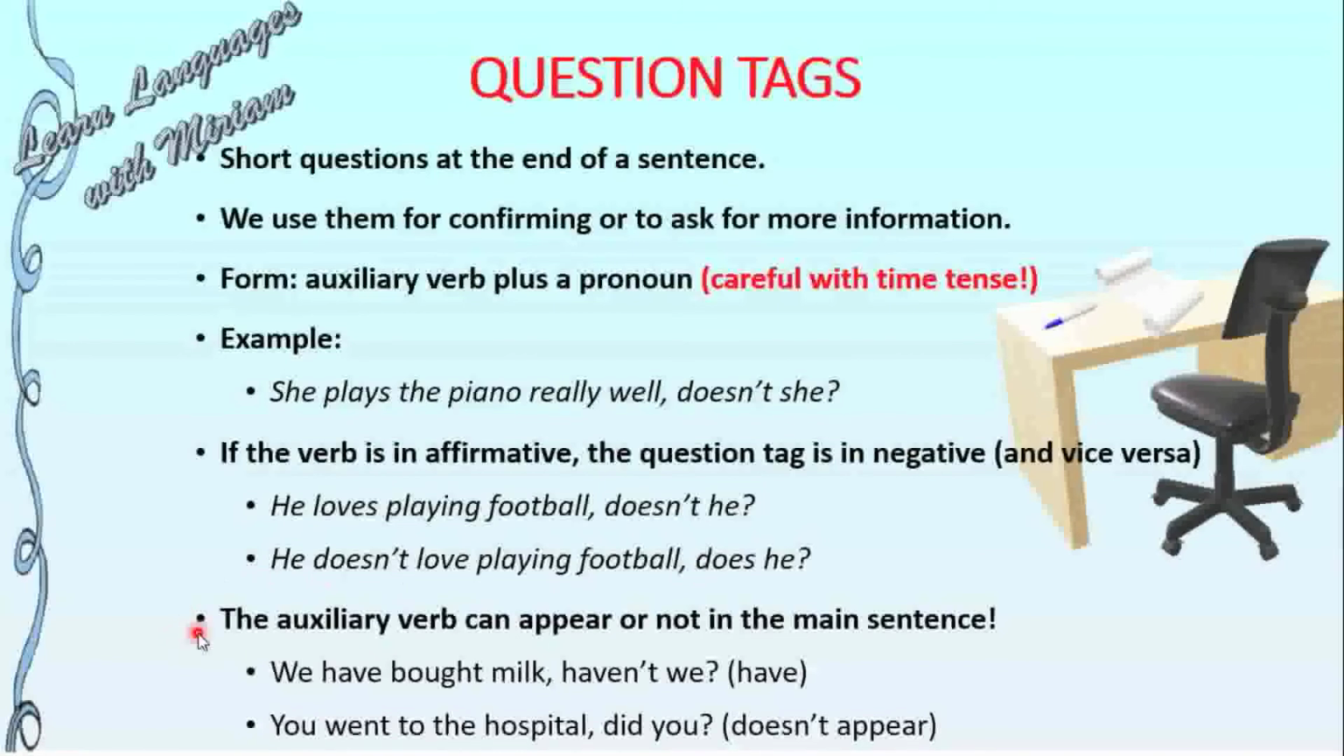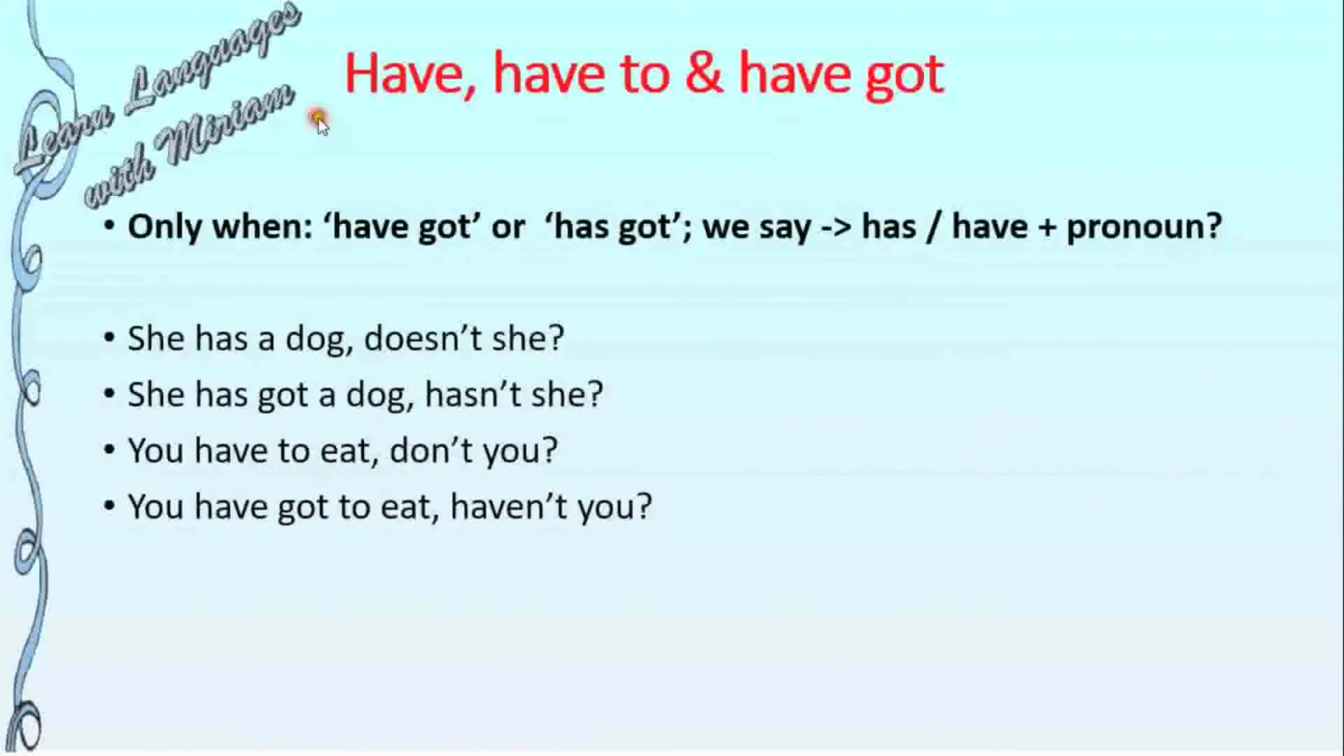The auxiliary verb can appear or not in the main sentence. For example, we have bought milk, haven't we? Here we have the auxiliary verb, so we write the same auxiliary verb in the question tag. But maybe the auxiliary verb doesn't appear. For example, you went to the hospital, did you? Here we don't have did. We have went, that is go in the past simple. So we use did.